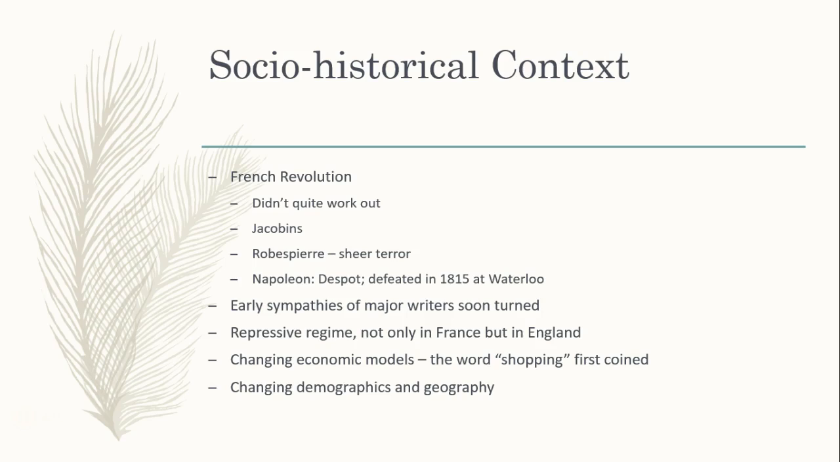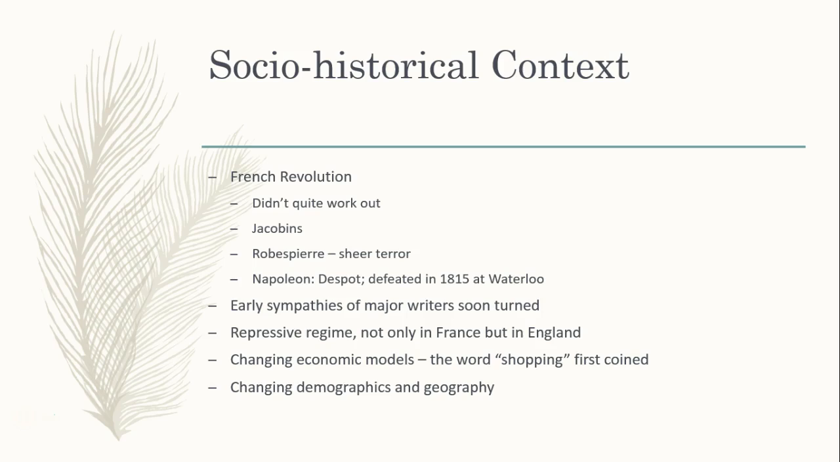First of all, the Jacobins took over and decided that they were going to eliminate Christianity from France. And then there was the reign of Robespierre, sheer terror, with people being guillotined, people just being destroyed because of just the hunger for power. And finally, Napoleon, who turned out to be an absolute despot. He was defeated in 1815 at Waterloo, but not before he had created tremendous damage, killed many, many people. Not surprisingly, the early sympathies of the major writers soon turned. It was a repressive regime, not only in France but in England, which was at war with France for much of this period.